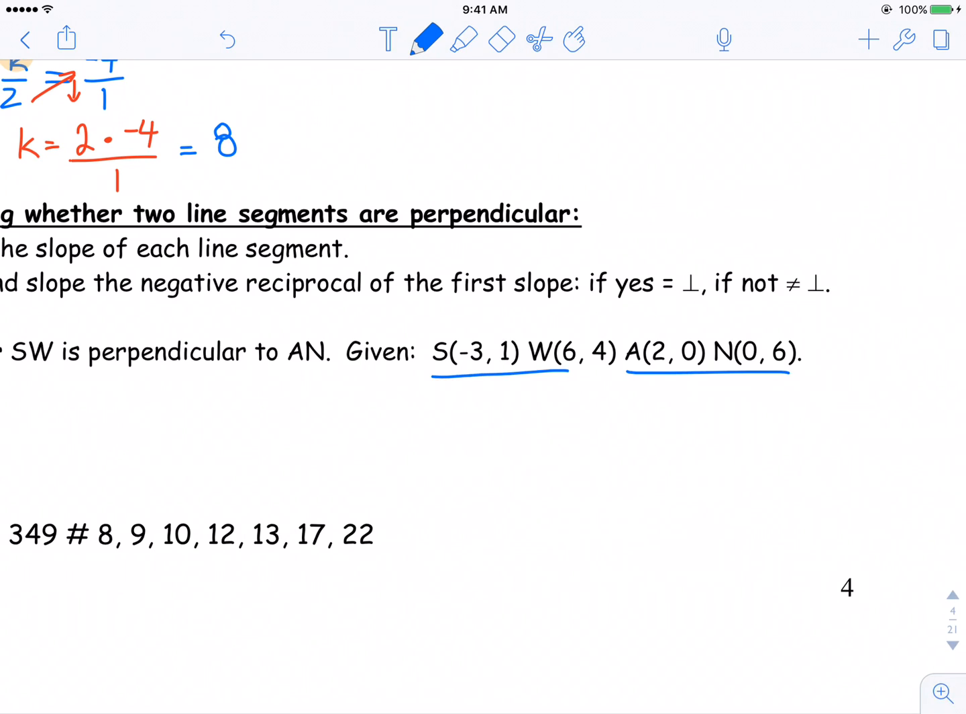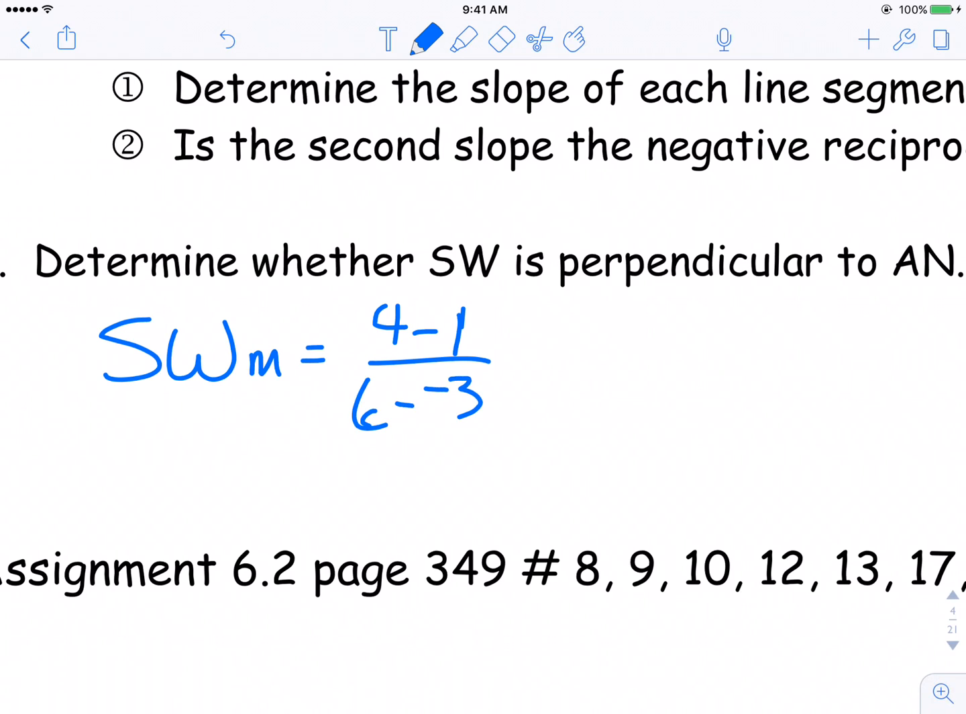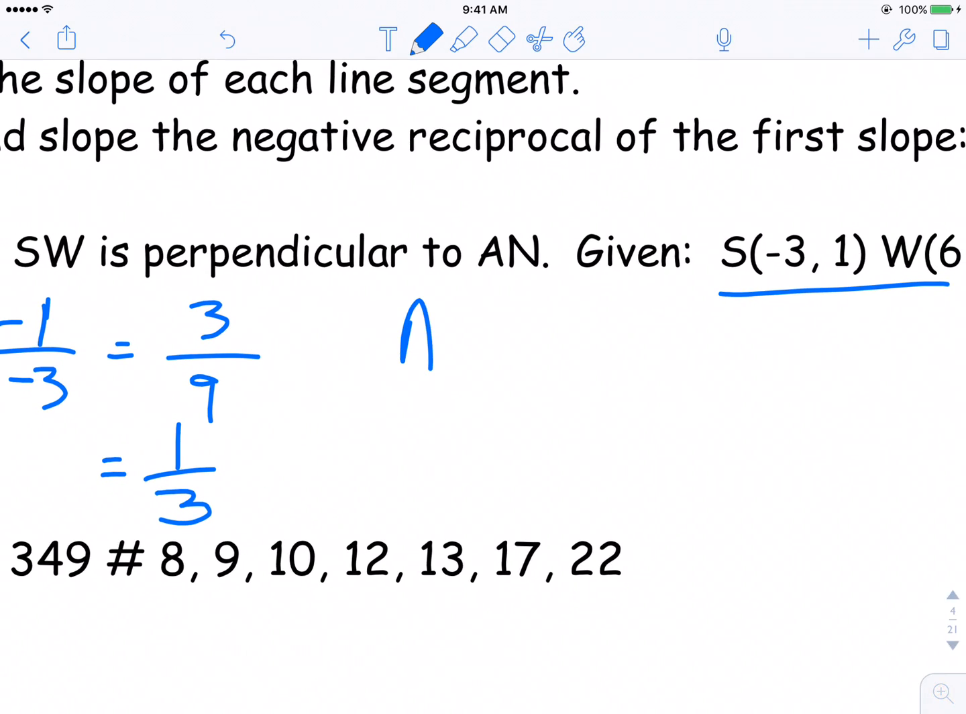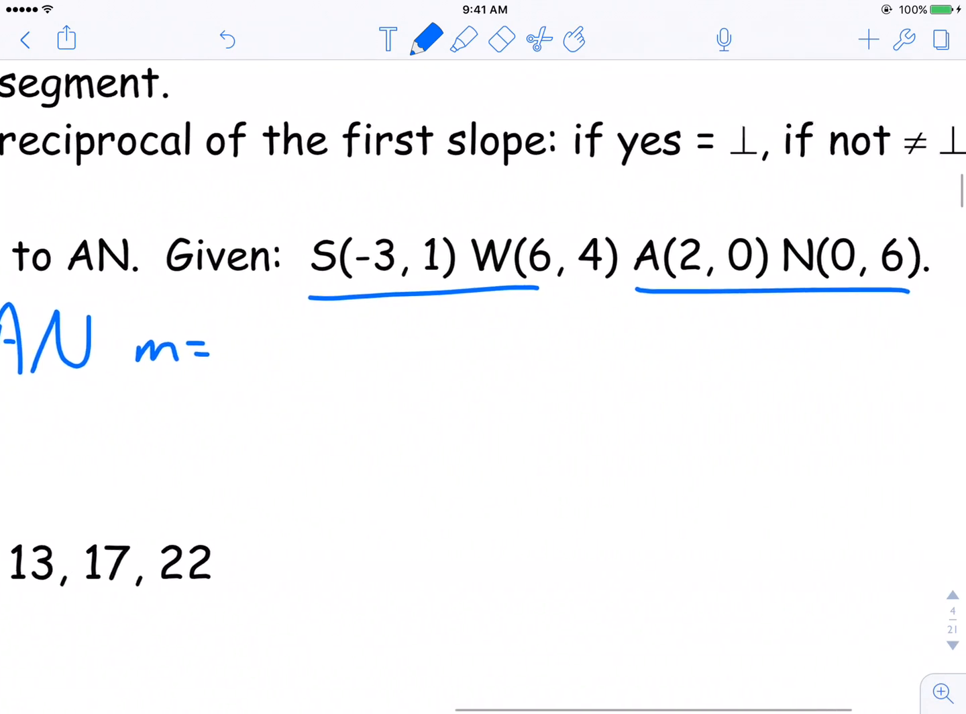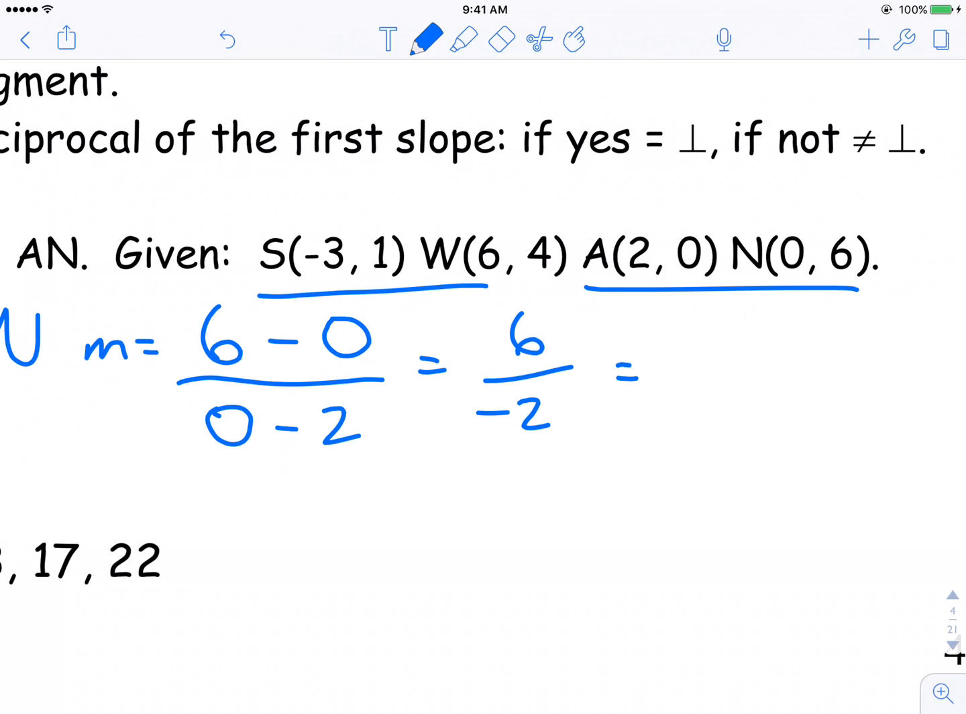So first of all, I need to calculate the slope of those two lines. So I go SW. The slope is equal to 4 minus 1 over 6 minus negative 3. This is going to be equal to 3 over 9, which is equal to 1 over 3. The slope for AN is going to be 6 minus 0 over 0 minus 2, which is going to be 6 over negative 2, which is going to be negative 3.